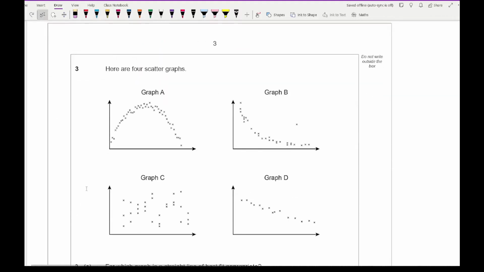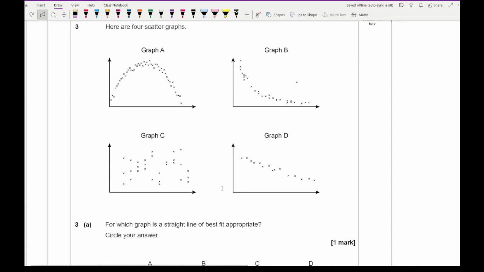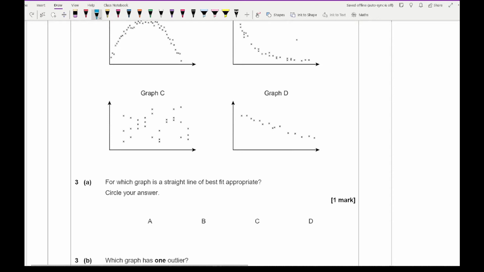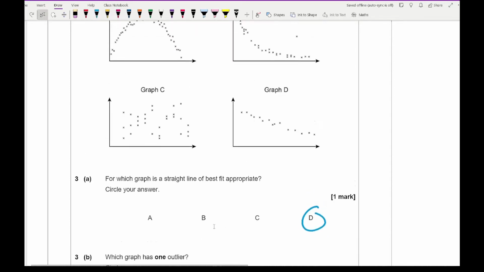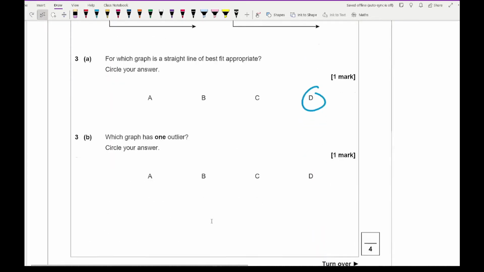Moving on to question 3, it says here are 4 scatter graphs, and we want to circle which graph a line of best fit is more appropriate for. Well, in order for a line of best fit to be more appropriate, there needs to be correlation. So I'm looking for which of these 4 graphs has some form of correlation, whether it be positive or negative, and that is going to be graph D. Then it says which graph has an outlier. This is one that predominantly stands out from the rest of the graph. So I would say it's going to be graph B.